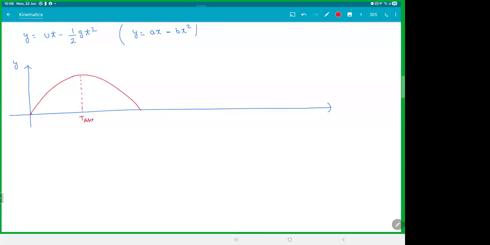This is your time of ascent. This is your time of flight. This was your h max. Then your speed becomes half, so you will go lesser height. So this will be t, this will be 3t by 2, and this time the height will be h by 4. This is h. Then again it will be smaller, smaller, smaller. Remember, you cannot cross 2t point. So you'll get small, small, small parabolas. This is your displacement time graph.